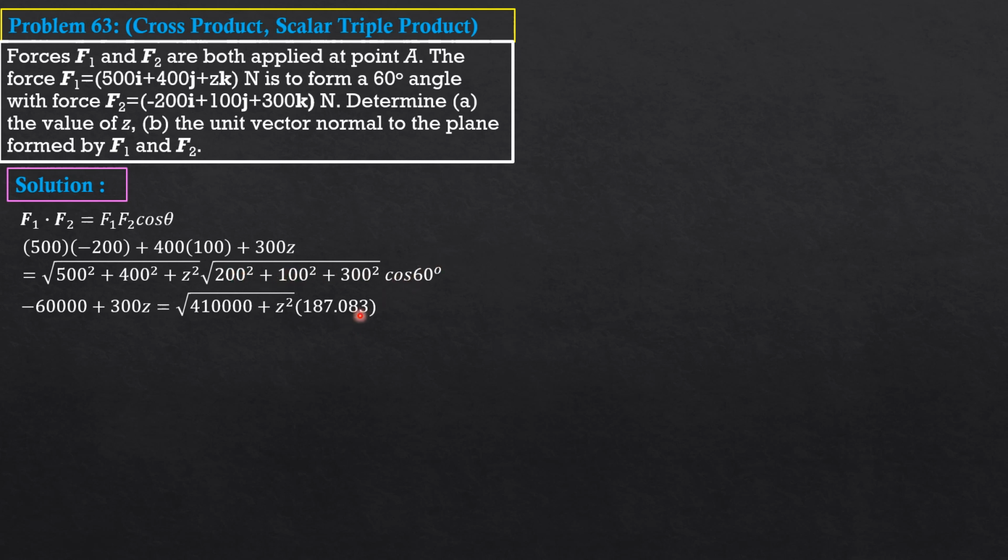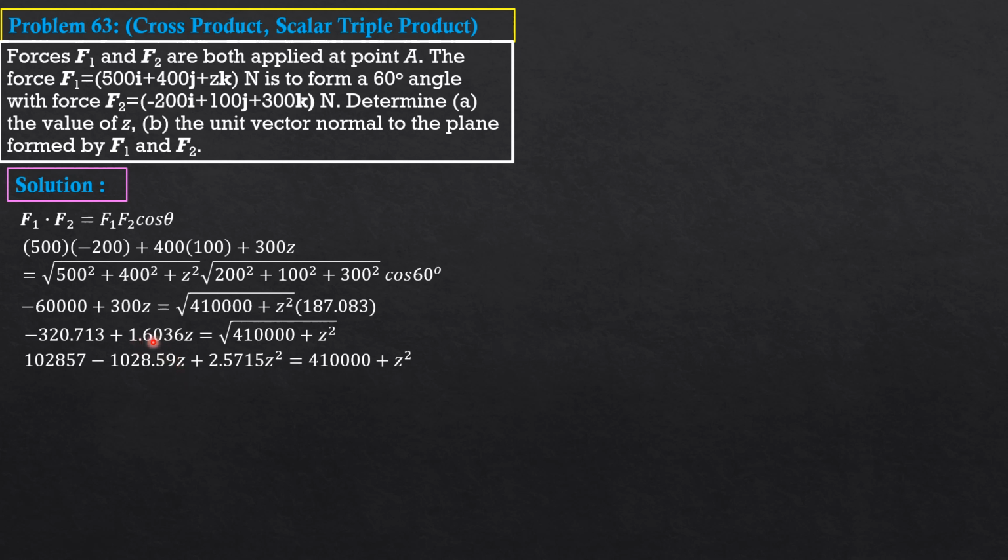This value times cosine 60 is 187.083. Dividing everything by 187.083, negative 320.713 plus 1.6036Z equals square root of 410,000 plus Z square. Square everything. The square of 320.713 is 102,857. Then the product times 2 is negative 1028.59Z. The square of 1.6036Z is 2.5715Z square. Then the square of the right side, we just copy, remove the radical.